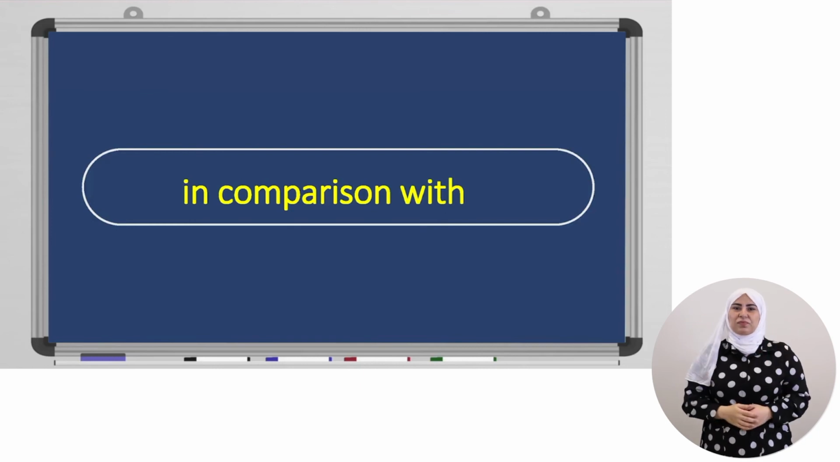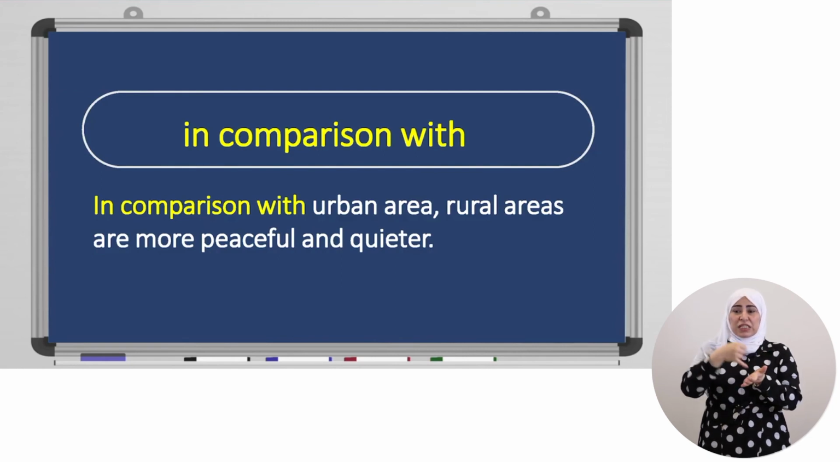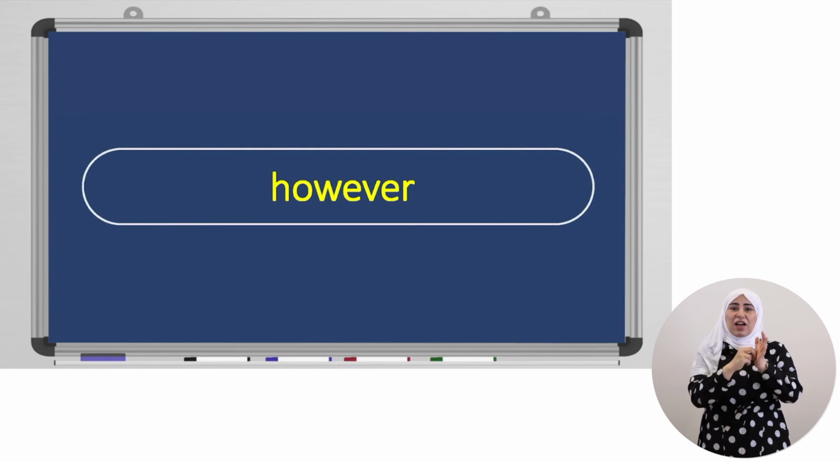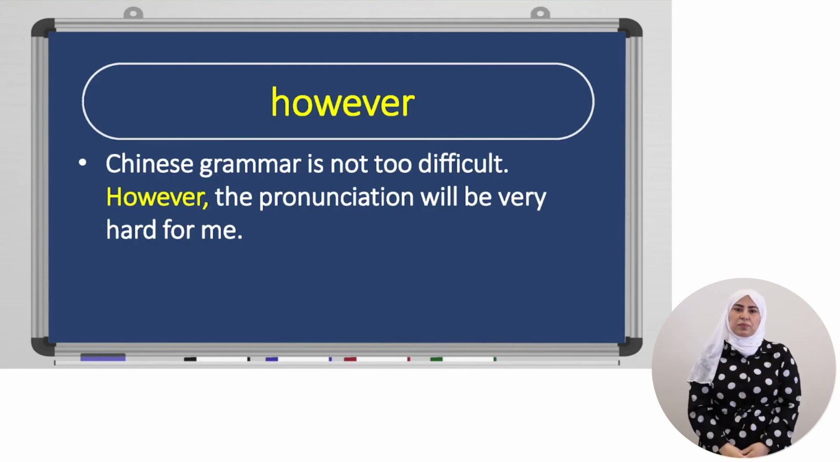And now, in comparison with, it's very clear from the name, you're going to compare one thing to another. So we can use it to say, in comparison with urban areas, rural areas are more peaceful and quieter. Very simple. However, it's very easy to use because we use it to show that something is different. Chinese grammar is not too difficult, so I'm saying it's a little bit easy. However, now you're going to pose a problem. Usually when we use however, we want to show that there's a difference or it's difficult for you. However, the pronunciation will be very hard for me.